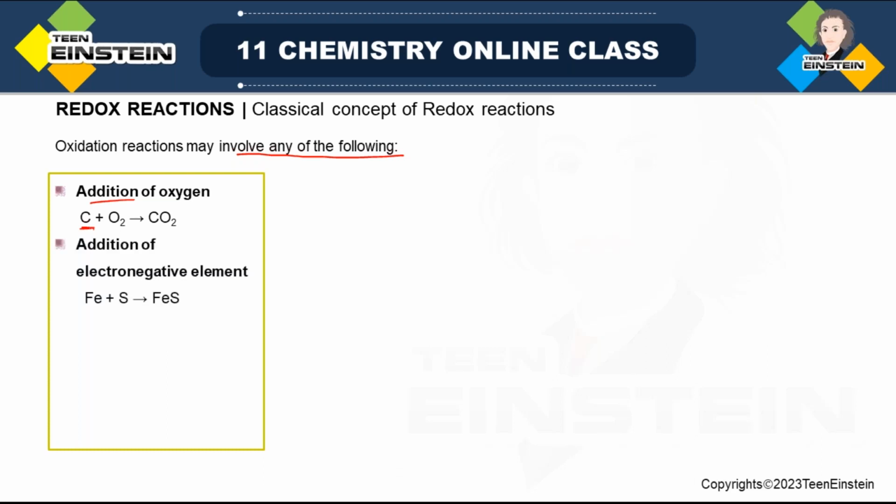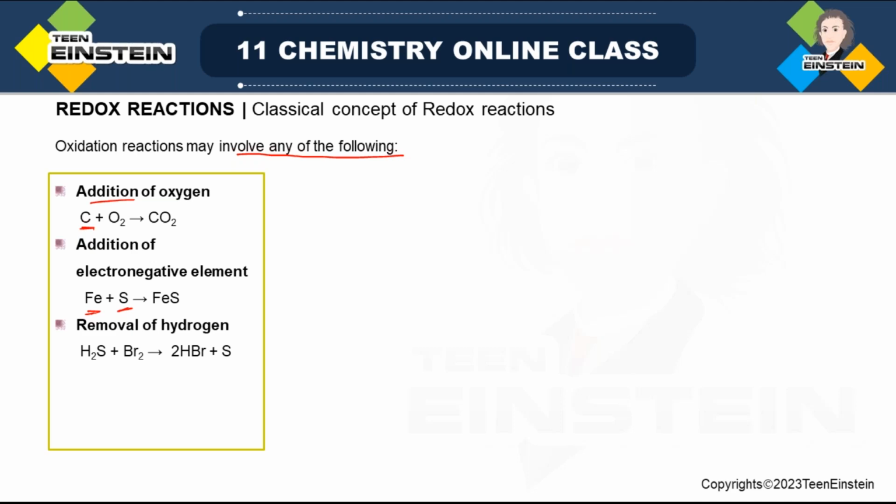Now if there is addition of any electronegative element, suppose not oxygen, but here we have the electronegative element sulfur. So sulfur is attached to iron, which is in metallic form. Now sulfur is attached and we get ferrous sulfide. That means this is also an example of an oxidation reaction, because in this reaction there is addition of an electronegative element, sulfur.